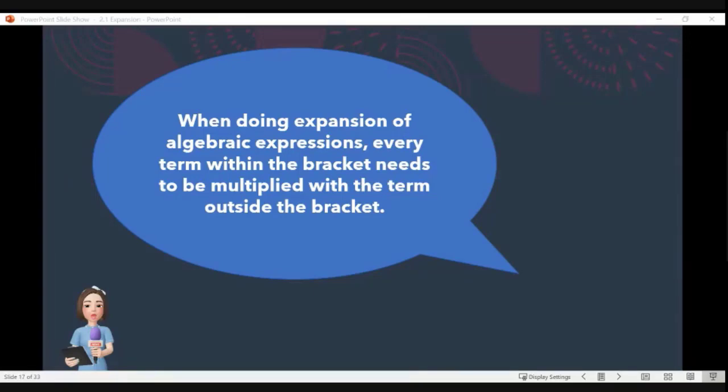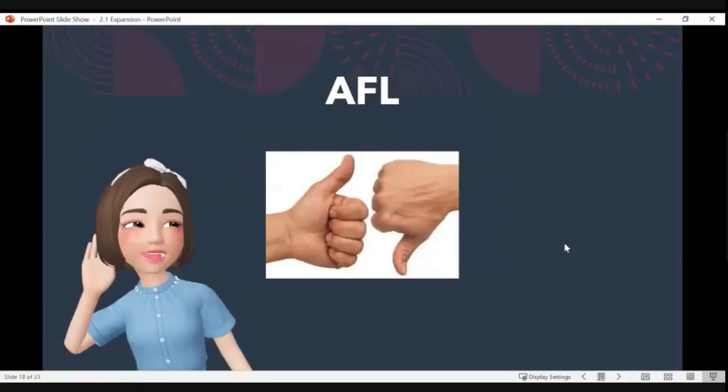So this is 2.1.1. Actually, it's finished already. The important thing is later you have to do a lot of practice. Now we come to the AFL, assess for learning. So what do you think just now?